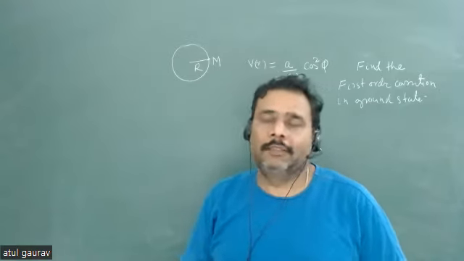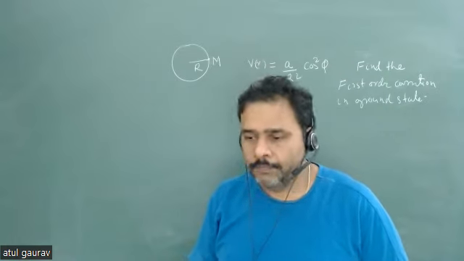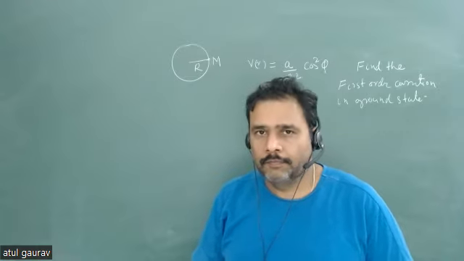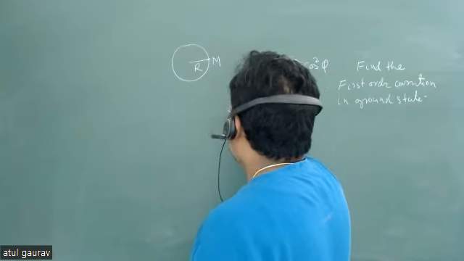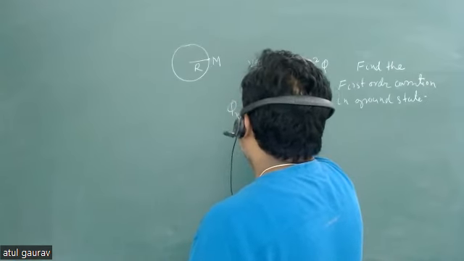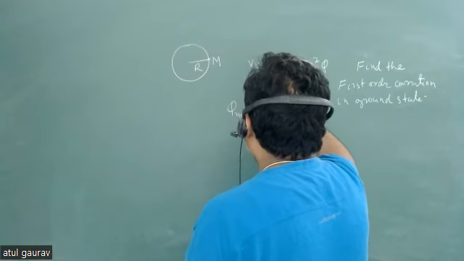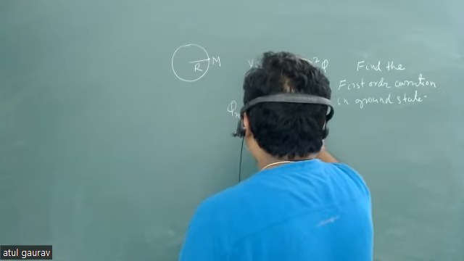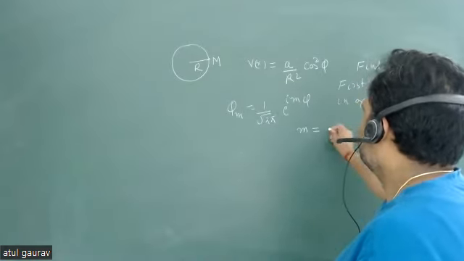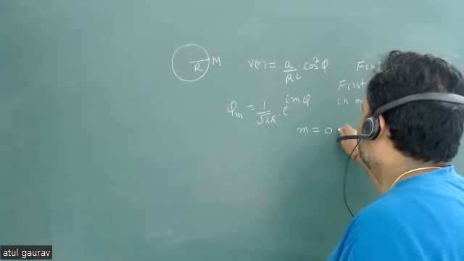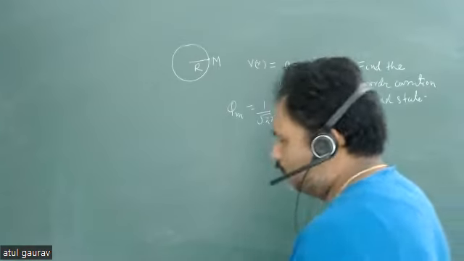Angular momentum, when you did L_z. Sir, is it 1 by root 2 pi e to the power i m phi? Very good. So phi_M is 1 upon root 2 pi e to the power i M phi. And what is the value of M? Tell me. 0, plus minus 1, plus minus 2, and so on. Go and revise all these things in your copy.